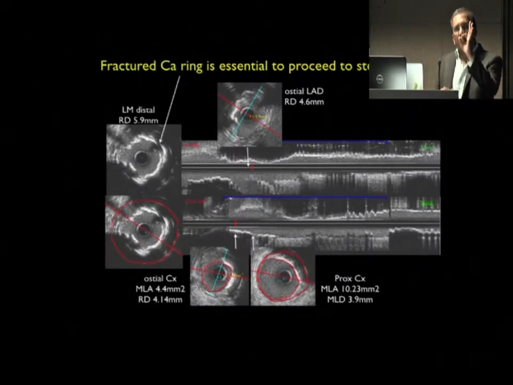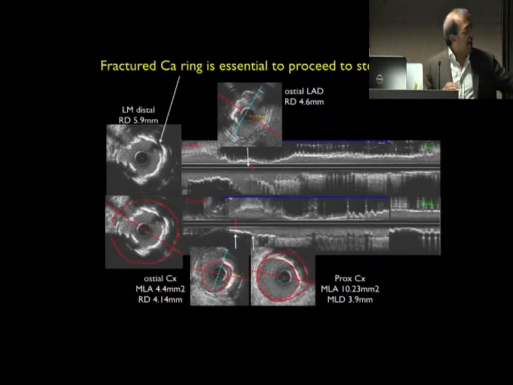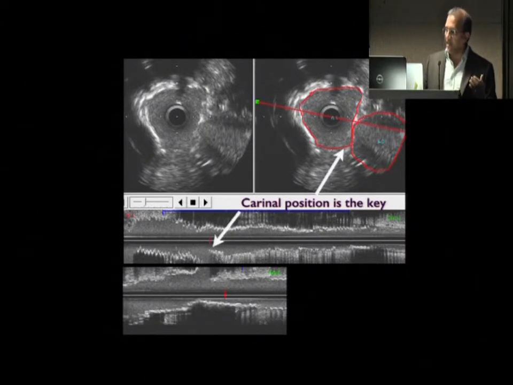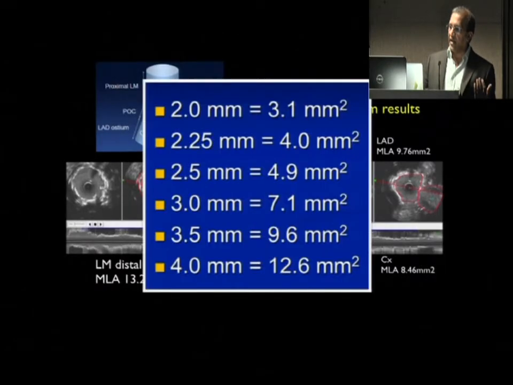Now, the ring of calcium may be 2.5 millimeters, and so rotoblator won't help. But it is important to fracture that rim. Unless you fracture that ring, as you've shown over here in the right picture, you will not be able to expand a stent. So fracturing a rim on IVUS is extremely crucial to get a good stent expansion. And then you get a great expansion.